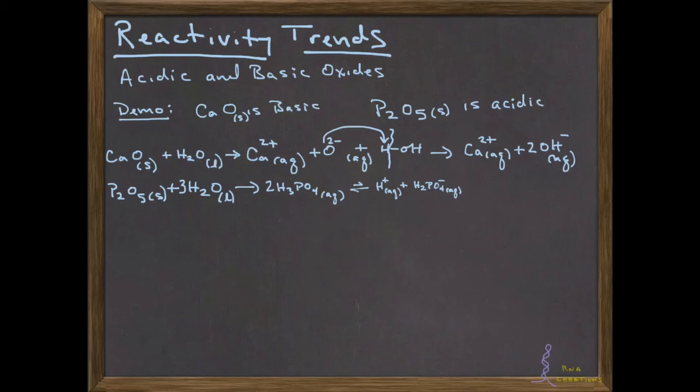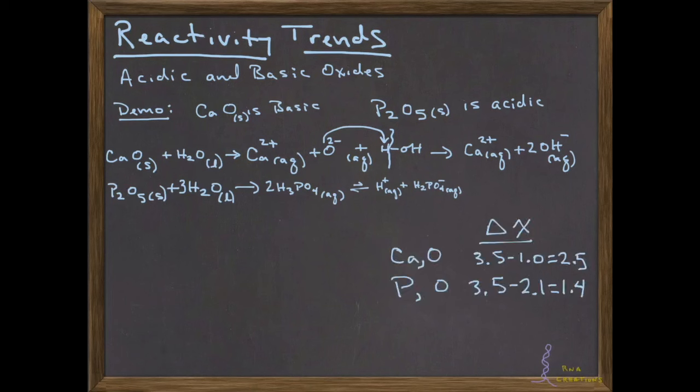In the case of phosphorus pentoxide, it reacts with water and gives rise to this weak acid, H3PO4, and then that dissociates, being a weak acid, to give H+ and H2PO4-, and this is what earns its name of being a weak acid. And these properties arise because of the difference in the electronegativity between the two elements in the oxide.